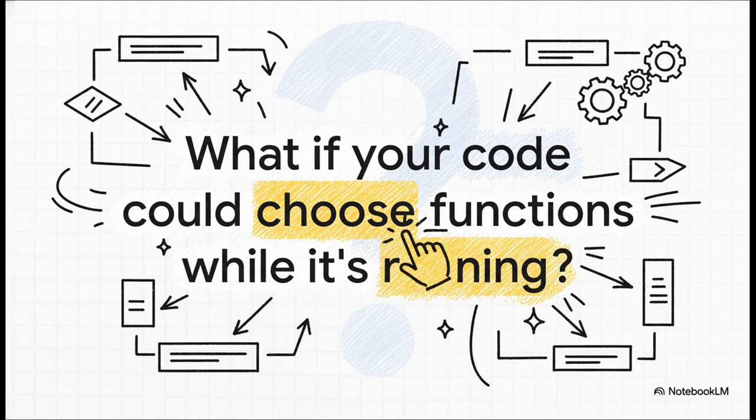What if your program wasn't stuck doing things in one fixed way? Imagine it could adapt, change its behavior right in the middle of running, all based on what a user does or what's happening in the system. Well, that's exactly the kind of power that function pointers give you.